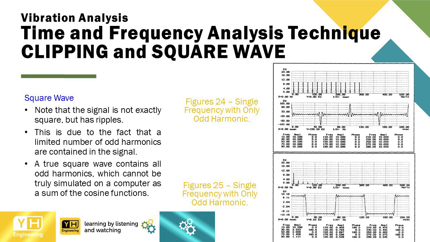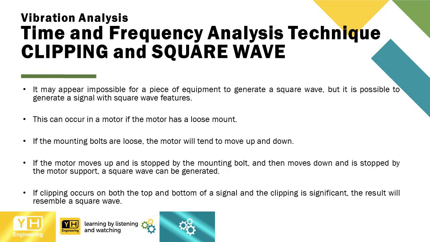A true square wave contains all odd harmonics, which cannot be truly simulated on a computer as a sum of cosine functions. It may appear impossible for a piece of equipment to generate a square wave, but it is possible to generate a signal with square wave features. This can occur in a motor if the motor has a loose mount. If the mounting bolts are loose, the motor will tend to move up and down. If the motor moves up and is stopped by the mounting bolt, and then moves down and is stopped by the motor support, a square wave can be generated.